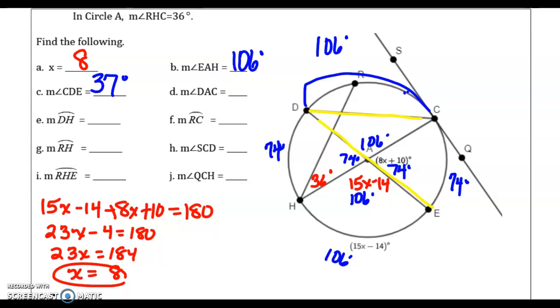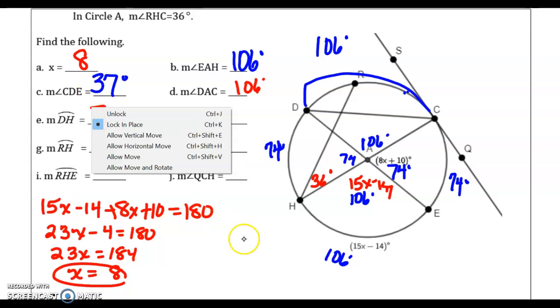And then we're looking for, I'm just going to erase this or it gets too crazy. Sorry. We're looking for DAC. DAC, that's pretty easy. DAC, we already said, was a central angle, and that's 106. Minor arc, the shortest distance on the circle from D to H is right here. That minor arc is 74.